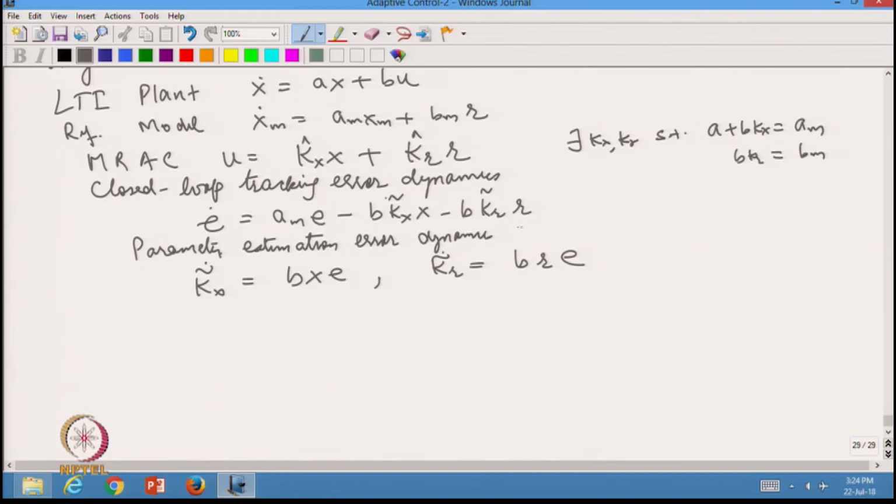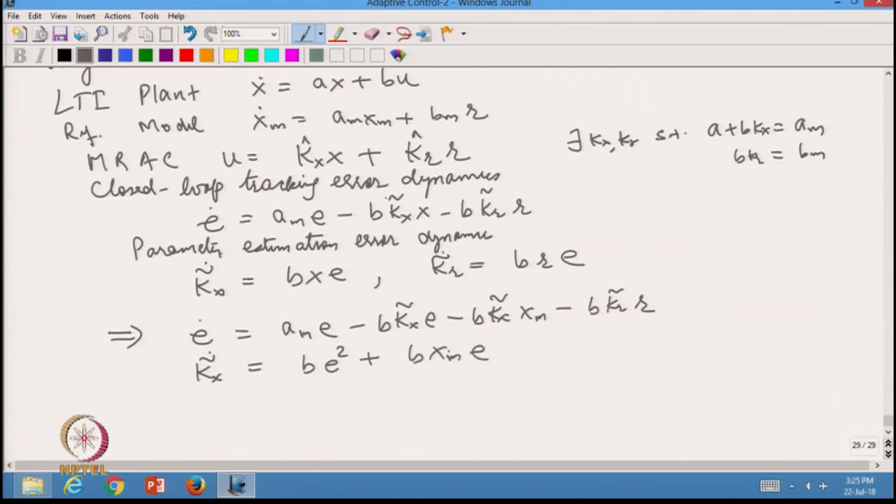So, what we see here is that we can replace certain terms on the right hand side. So, let's rewrite the tracking error dynamics in terms of e. We replace x by e plus x m. So, what we get is minus b k x tilde e minus b k x tilde x m minus b k r tilde r, and k x tilde dot also we similarly modify. We replace x by e plus x m, and what we get is b e square plus b x m e, and k r tilde dot as b r e. Okay. So, this is the overall closed loop error dynamics.